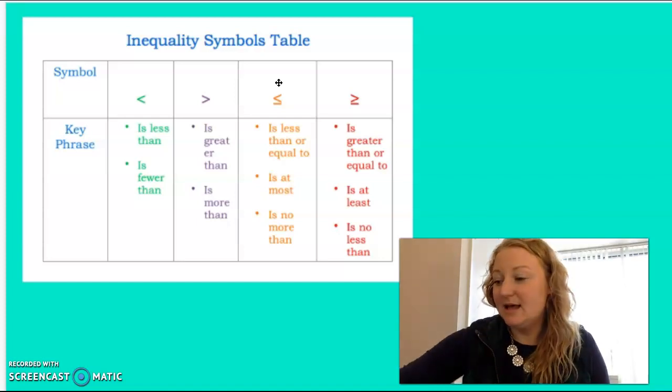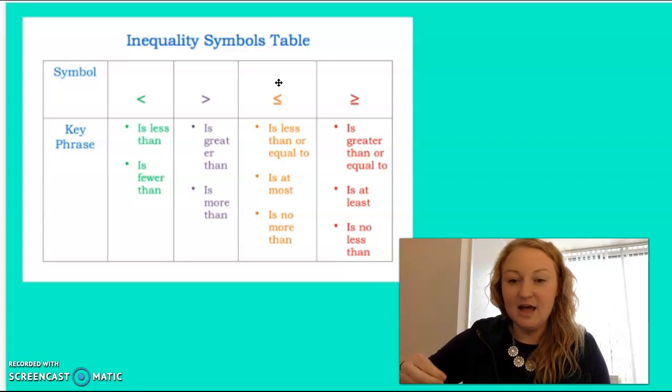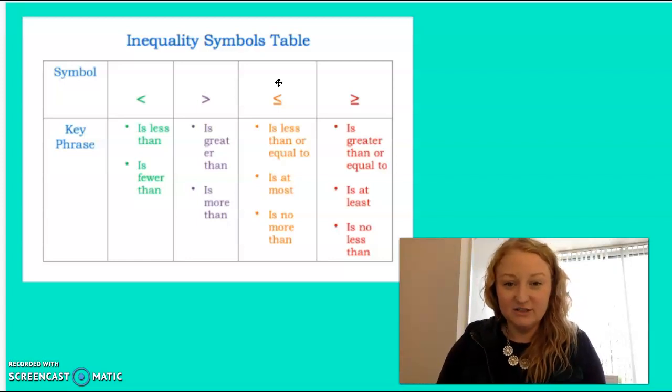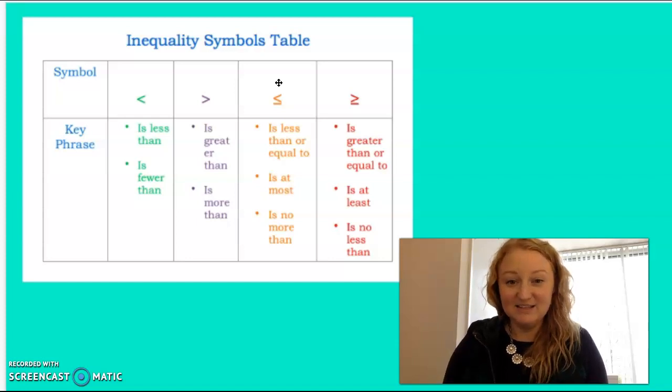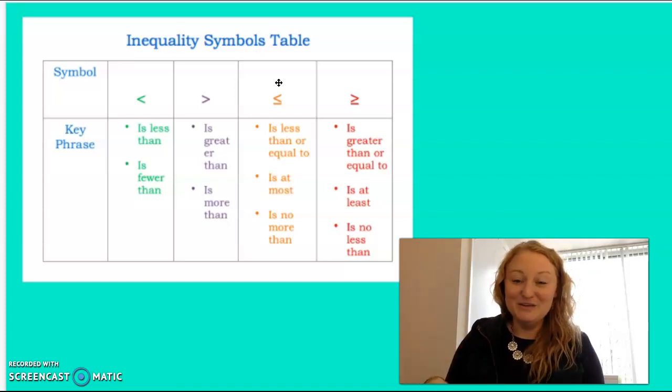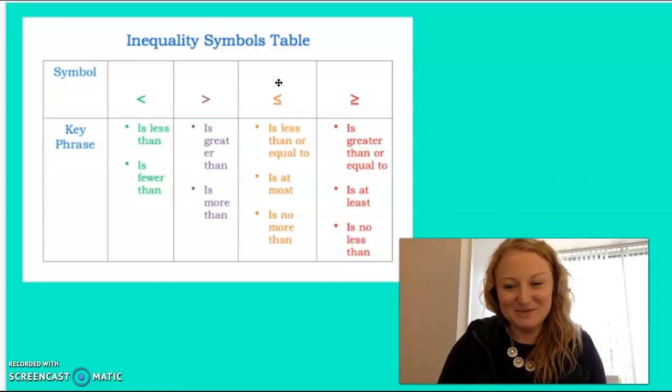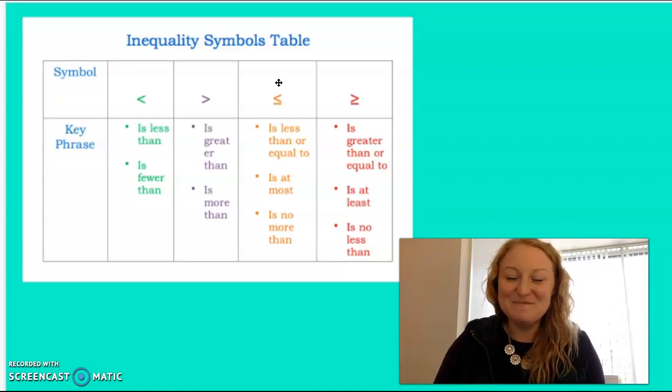So if we were at a yard sale and they said everything on this table is $5 or less, it's less than or equal to $5, or at most $5. Like if you went into the store Five Below, sometimes they do have more expensive things, but most of the things in that store are $5 or less, so they're no more than $5.